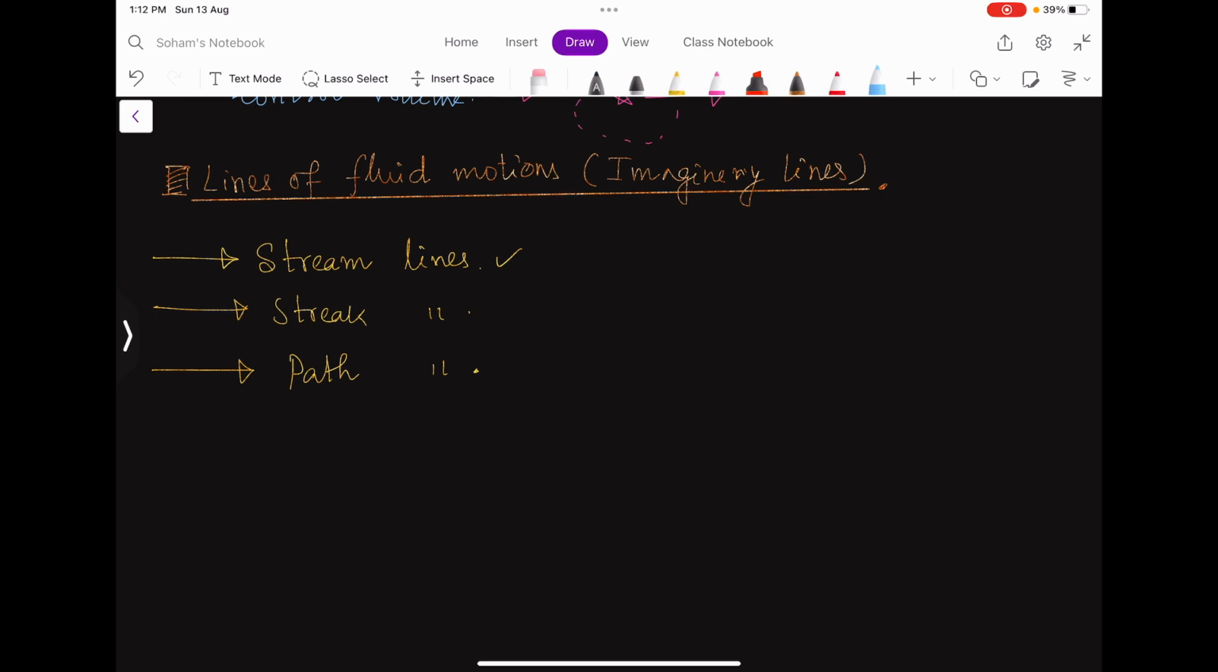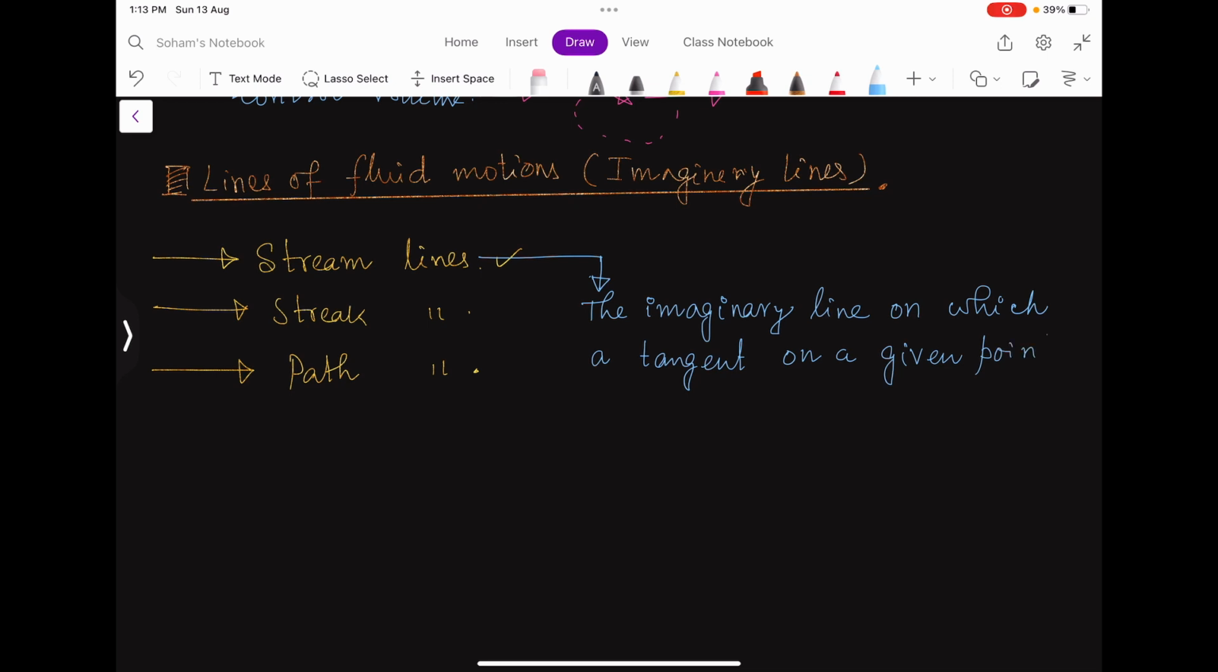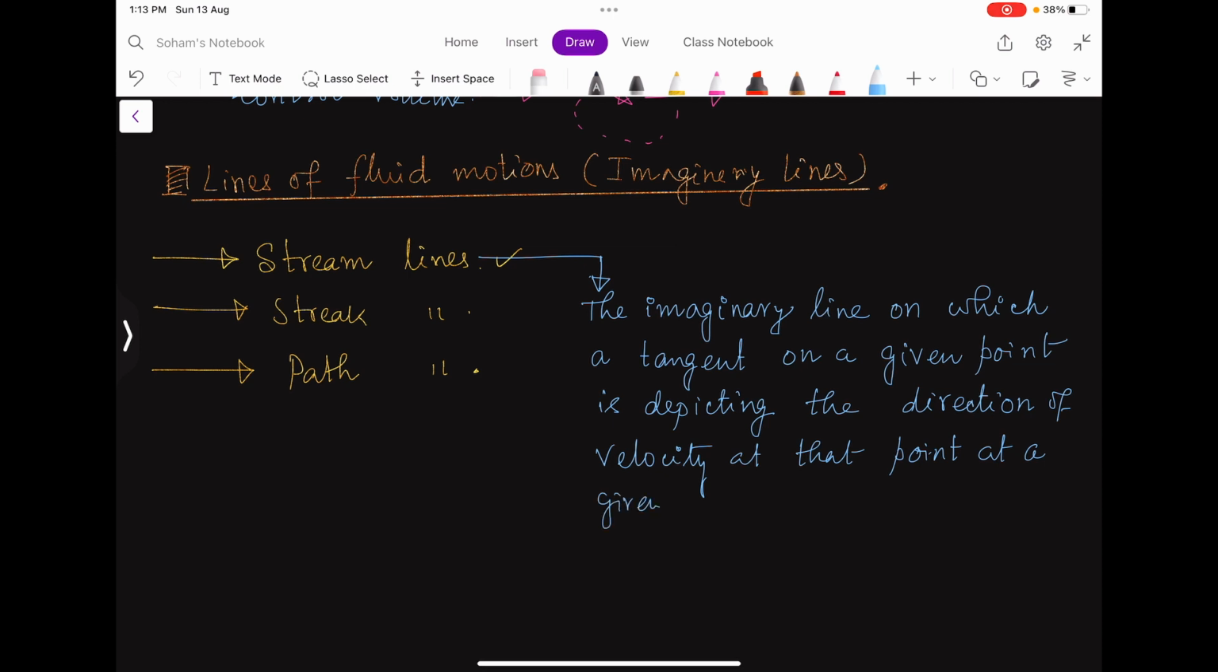I think we may be familiar with the streamline. So what is the definition of a streamline? It is the imaginary line on which a tangent at a given point is depicting the direction of velocity at that point at a given instant of time.